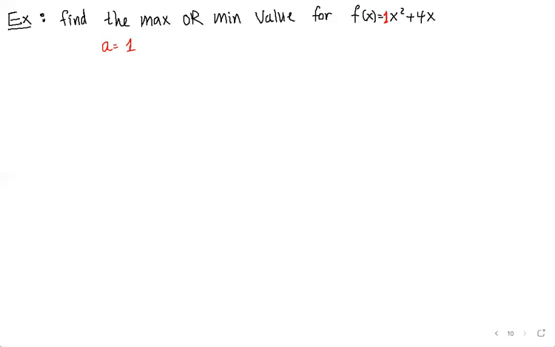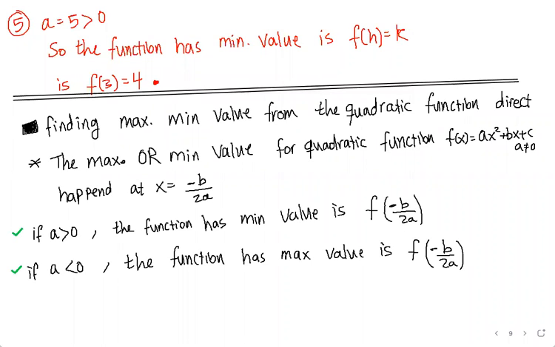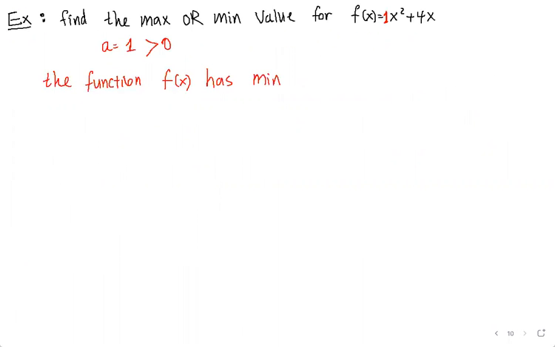This is the first step. Is it positive or negative? It is positive. 1 is a positive number. This means the function f of x has minimum value. Why? How do I know? Because A is positive. A is 1, a positive number, so the function f of x has minimum value.